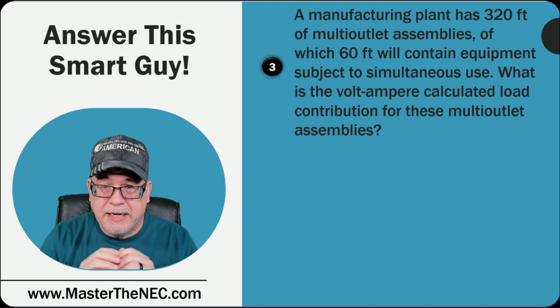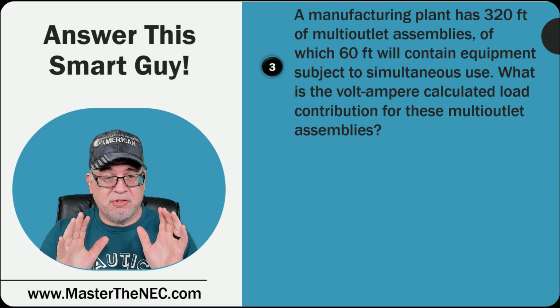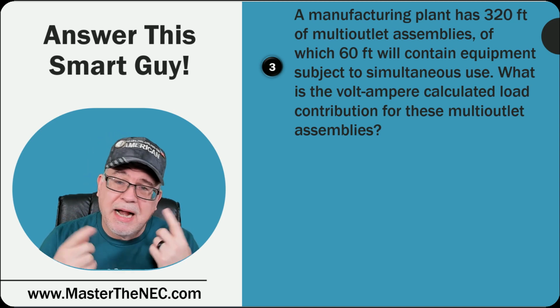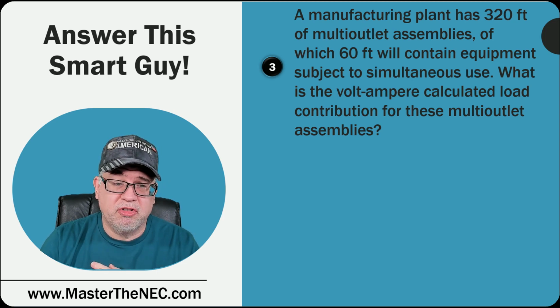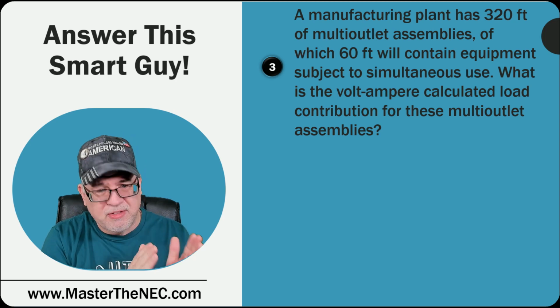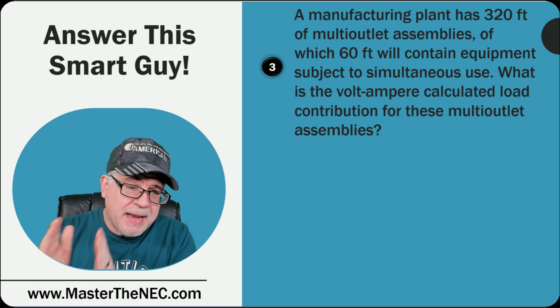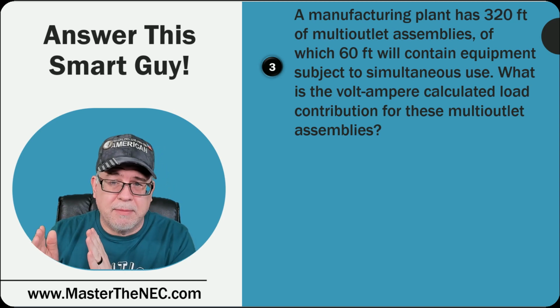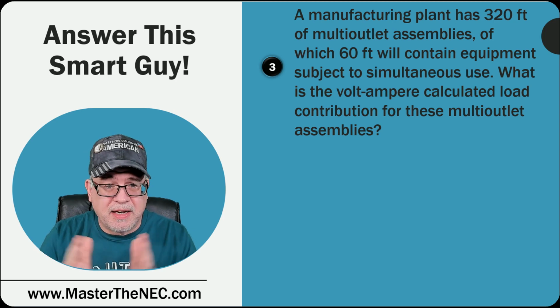So let's work it. Now, one thing with this question, of course, you can pause this video at any time and try to work this out yourself, and we'll give you the answer. But the first thing that my mind starts telling me is I've got 320 feet overall. Only 60 feet is for simultaneous use. So the first thing I've got to do is determine the difference. I've got 60 feet of simultaneous use that I've got to deal with, and I've got the remainder that is non-simultaneous use that I've got to work out. Make sense? So that's the first thing that comes to mind.